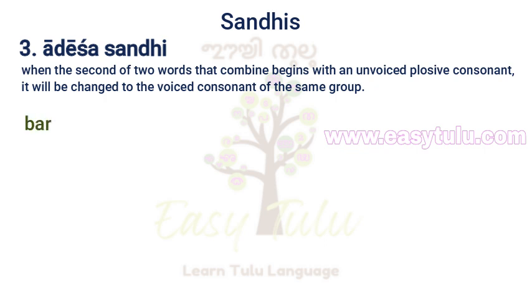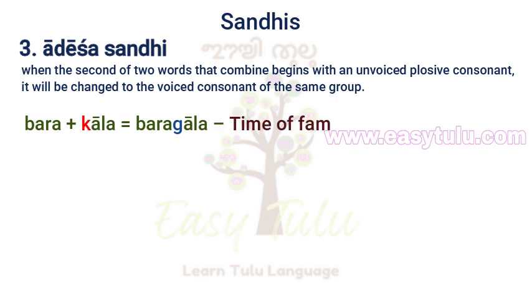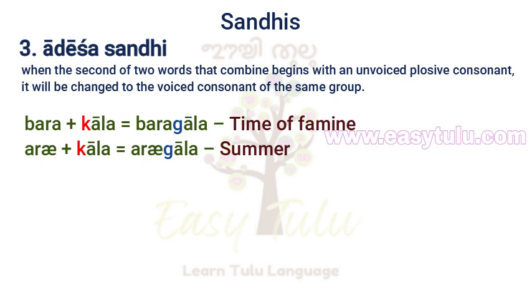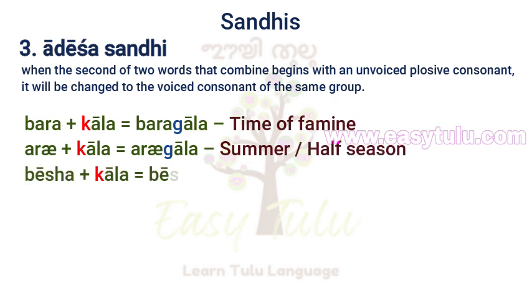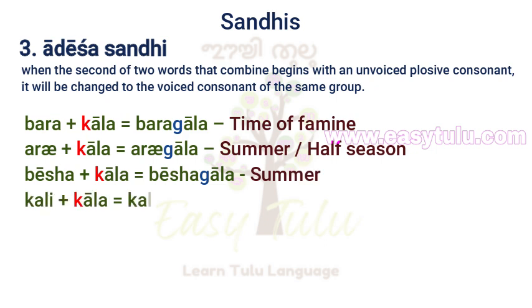Examples: Bara plus Kala, Baragala, time of famine. Are plus Kala, Aregala, summer or off season. Vesha plus Kala, Veshagala, summer. Kali plus Kala, Kaligala, the age of Kali.